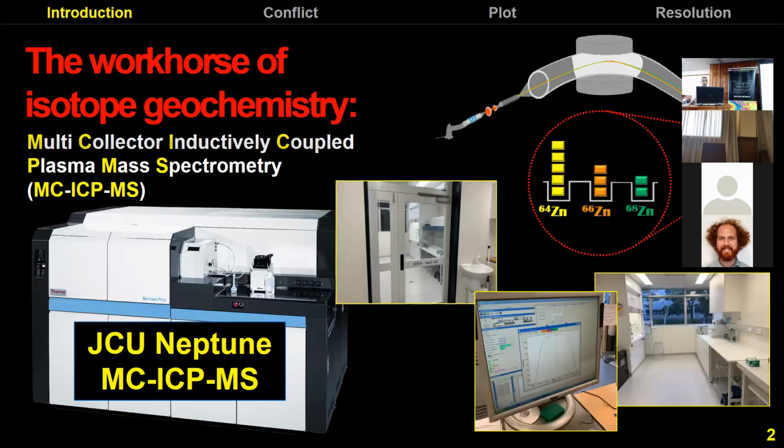So this is a setup that we've got at JCU. We do have one of these Neptune MC-ICP-MSs and also a clean lab to do all the sample prep, et cetera. Some of the stuff that we have been doing since I arrived there in February of this year is we've now got copper isotopes set up on our Neptune, and as well we've been setting up the chemistry for zinc isotopes. So we've been gearing up pretty quickly to be able to do this sort of work.